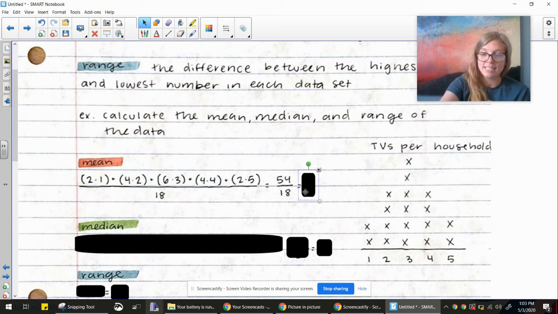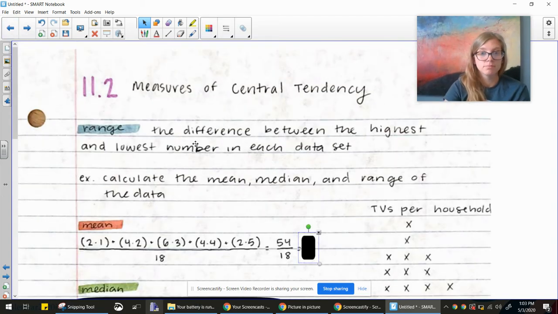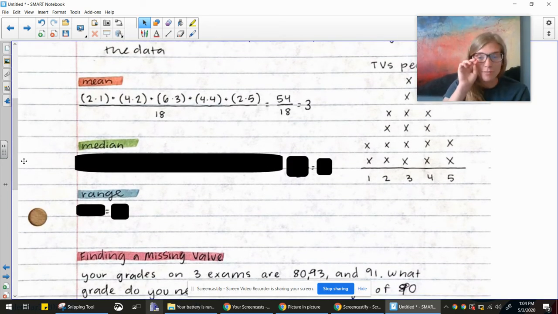54 divided by 18 is 3, and that is our mean. I'm so sorry, I misspoke. That's our mean. To find the median, we are going to list all of the number of TVs in order.